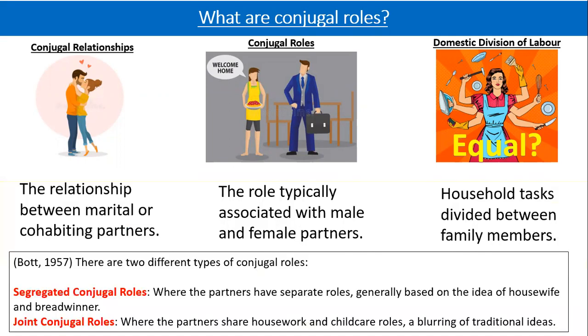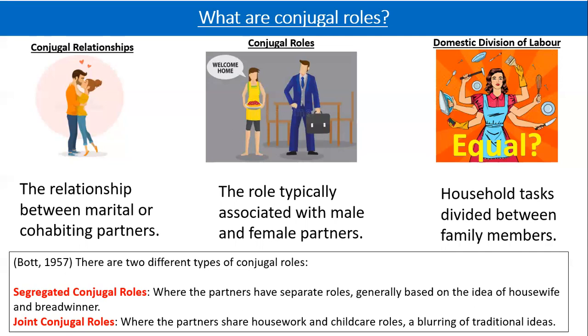Right, so let's go through it. Conjugal relationships are relationships between marital or cohabiting partners. You've then got conjugal roles, the roles typically associated with male and female partners, or just partners in general, but generally it is male and female for this course. And finally, domestic division of labour. That's household tasks divided between family members. You might have seen the term division of labour previously, and that's just the allocation of jobs. Domestic obviously means at home, so the home jobs and how they're allocated.